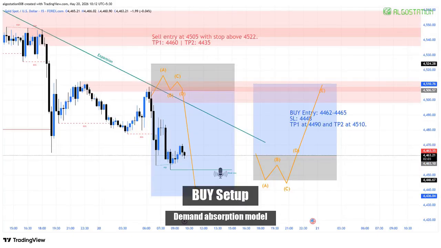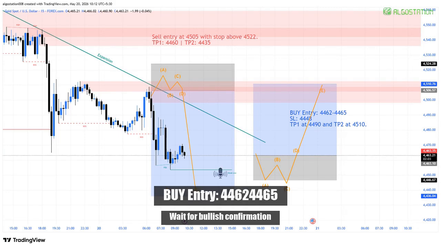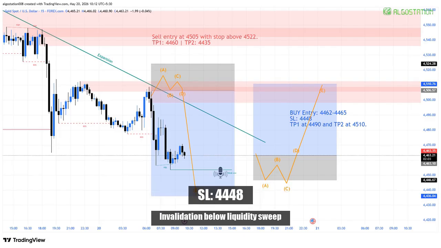Now let's discuss the counter trend buy setup. This scenario activates only if institutions begin absorbing sell pressure near the lows. The ideal buy entry comes after a confirmed bullish break of structure above the recent 15-minute highs. Entry zone is around 4,462 to 4,465 after confirmation. The stop loss belongs below 4,448 beneath the liquidity sweep low. If price breaks below that level aggressively, the bullish narrative becomes invalid.